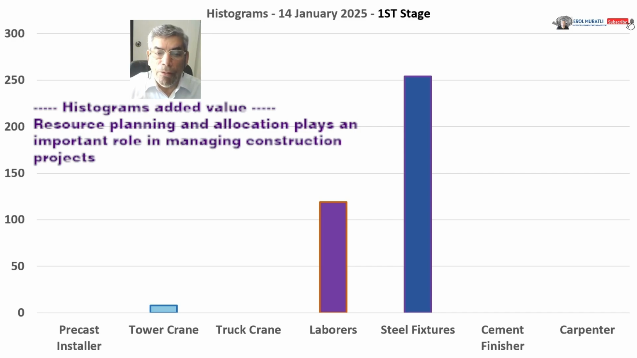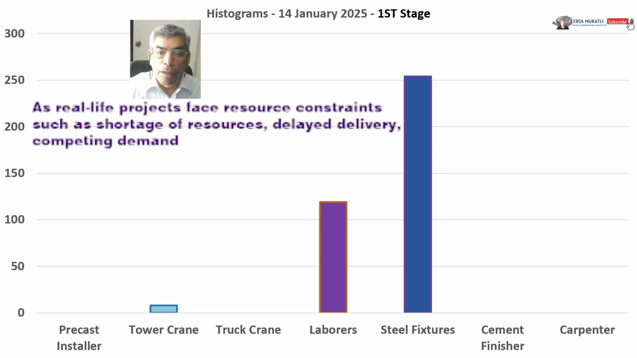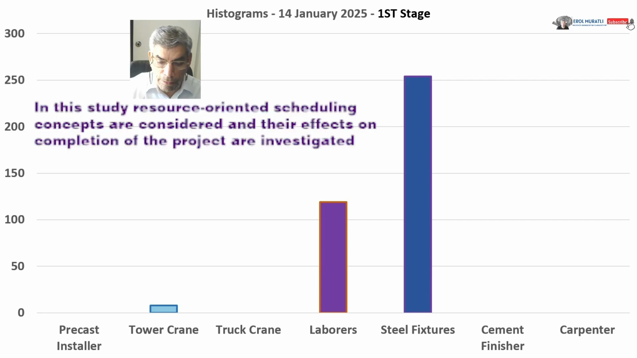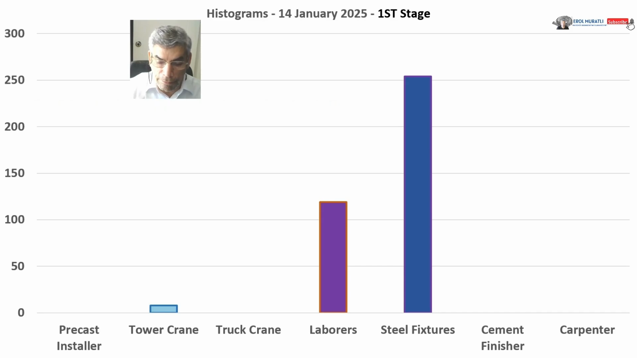Histograms add value. Resource planning and allocation play an important role in managing construction projects, as real-life projects face resource constraints such as a shortage of resources, delivery, and completion demand. In this study, resource-oriented scheduling concepts are considered and their effects on completion of the project are investigated.